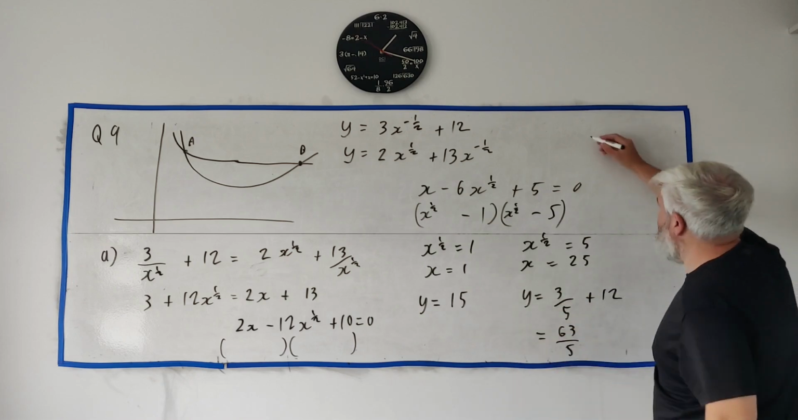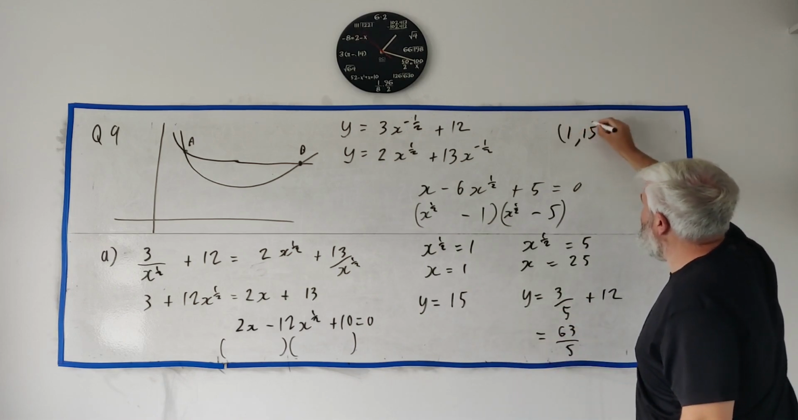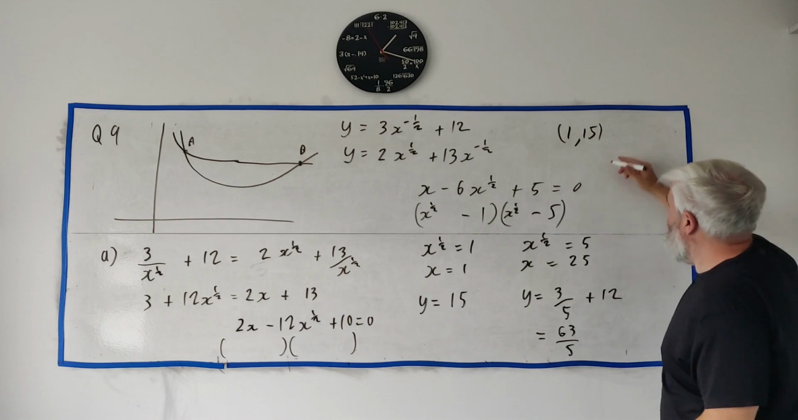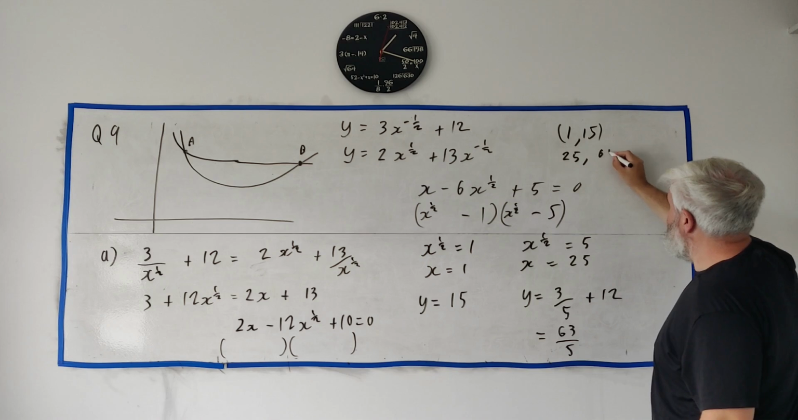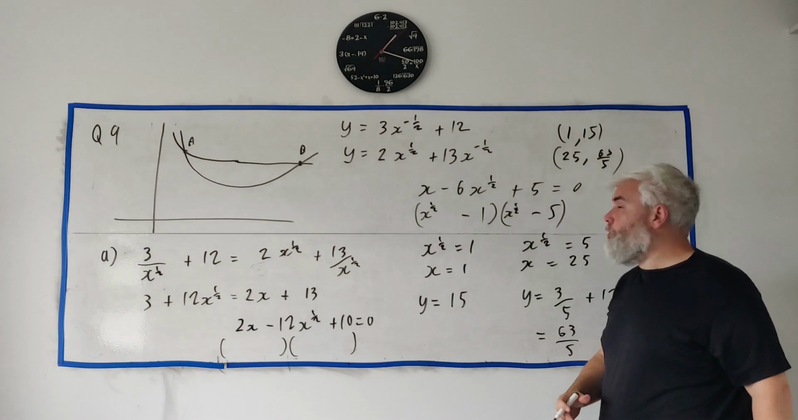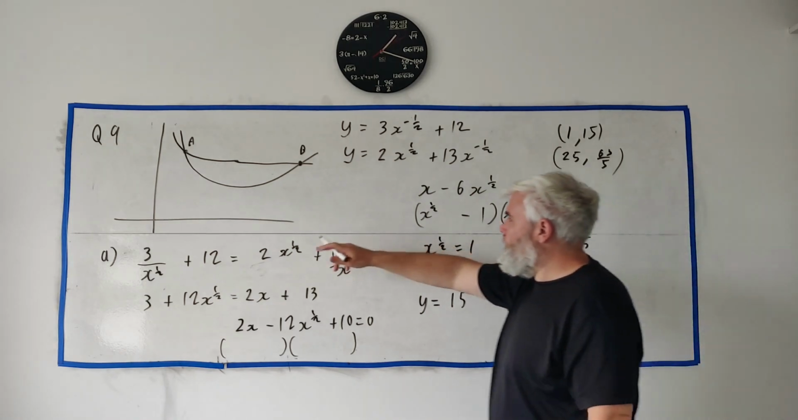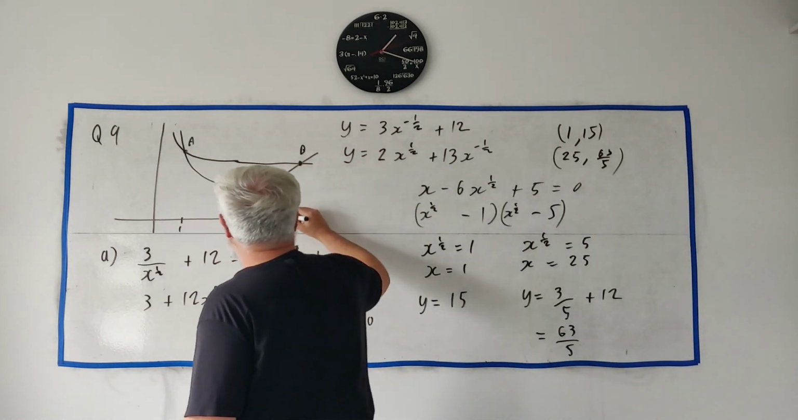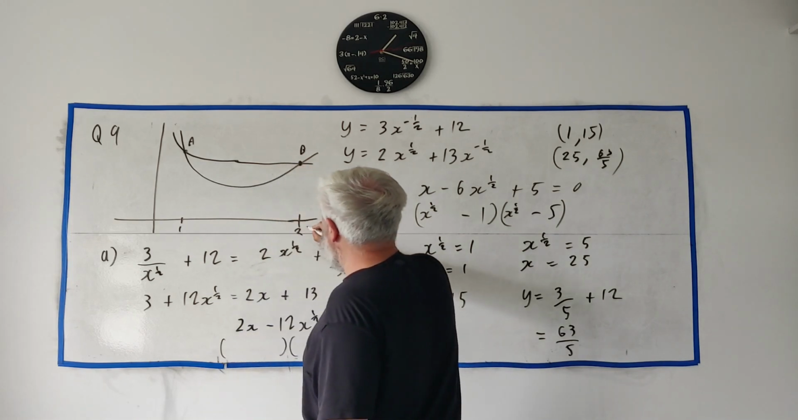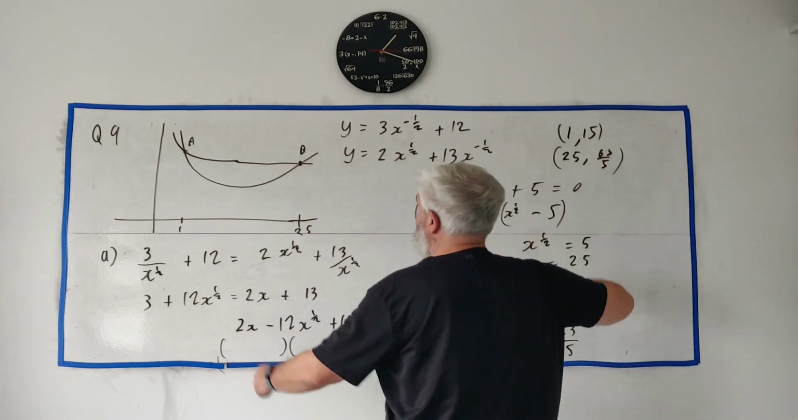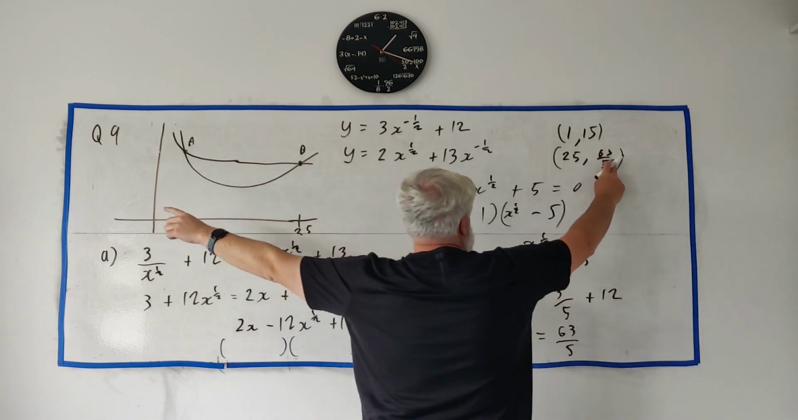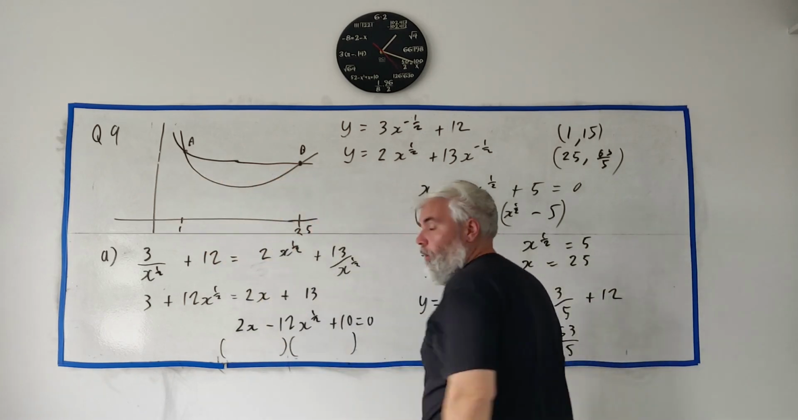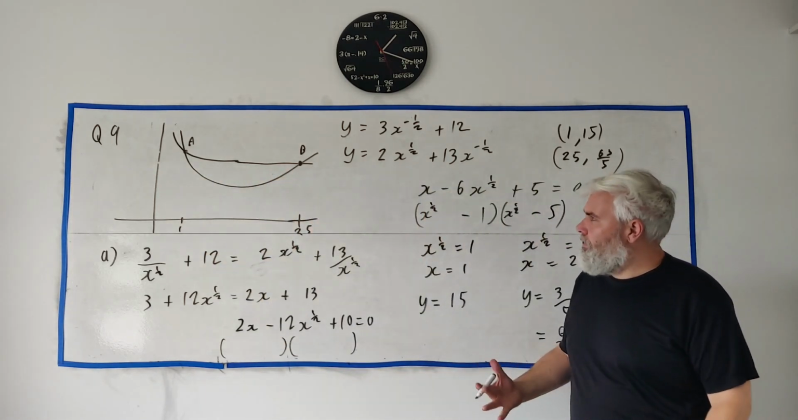I like to put these together usually. 1, 15. I'd do it down here if I had room. 25, 63 over 5. There are our 2 points A and B. Actually, which is which? So this one here must be 1 and this must be 25. The heights are 15 here and this one is 12 and a bit, down a bit lower. Okay, that answers part A.